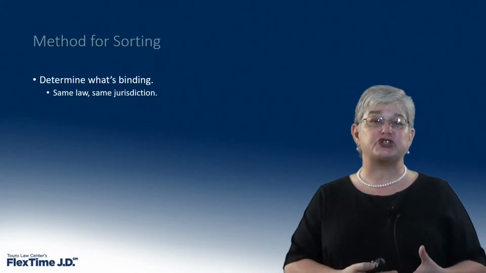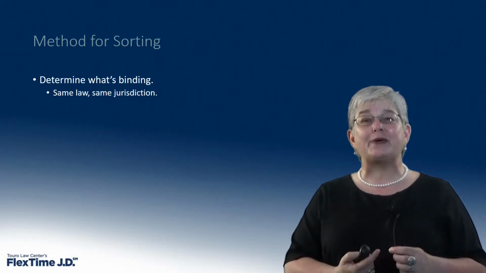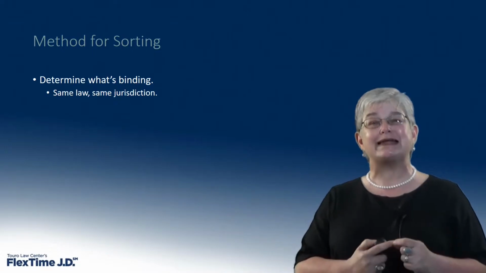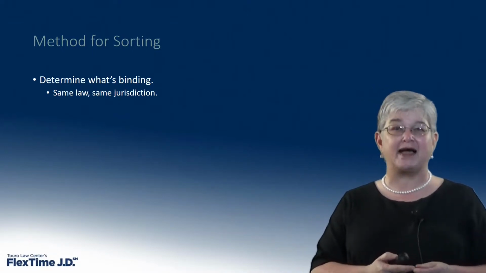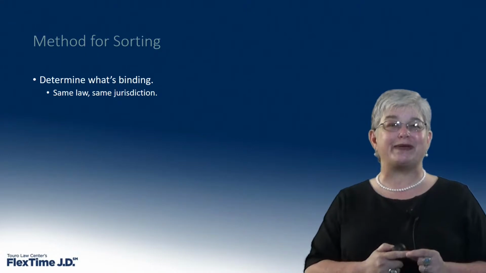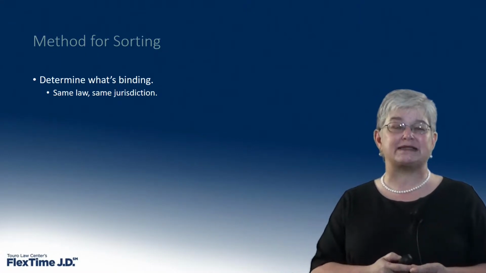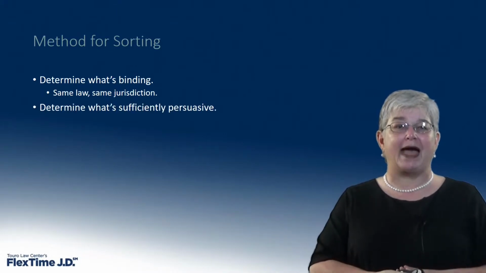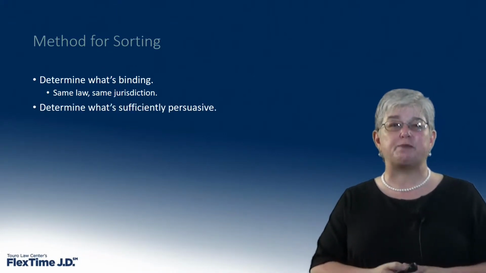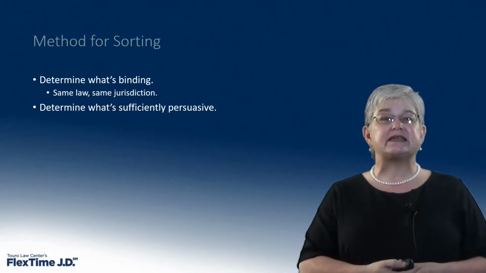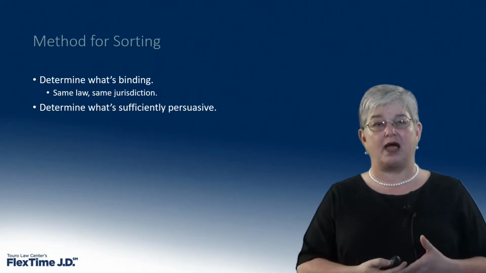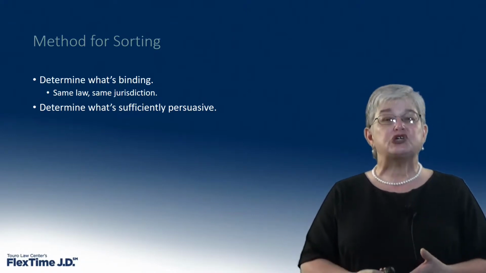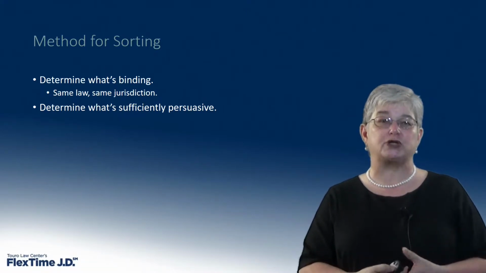First of all, you're going to determine what's binding. And so anything that involves the same law and the same jurisdiction on similar facts, not identical facts, but similar facts, is going to be binding. So same law, same jurisdiction. Then you're going to take a look at what's sufficiently persuasive to use. And so you want a hierarchy of what's the most persuasive down to what's the least persuasive so that you can make these decisions about which one to choose.